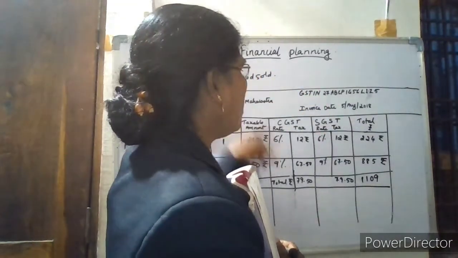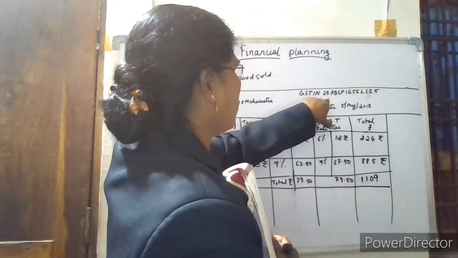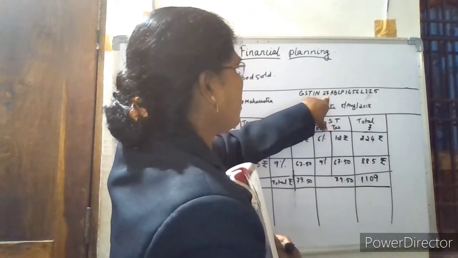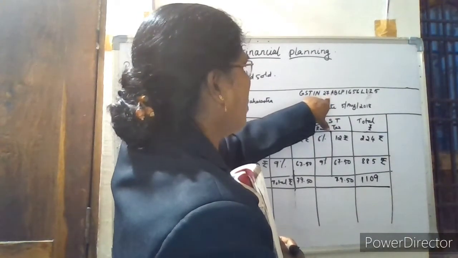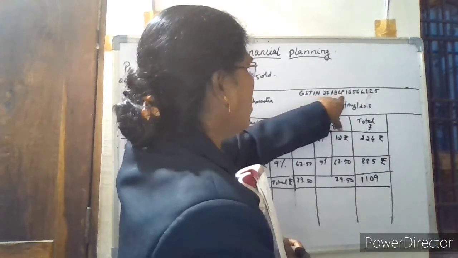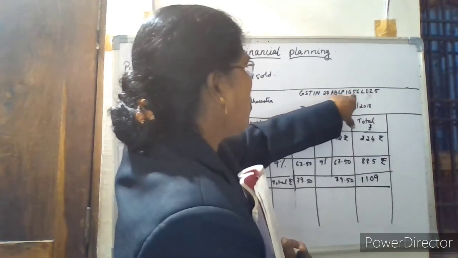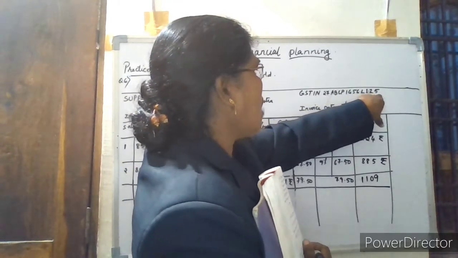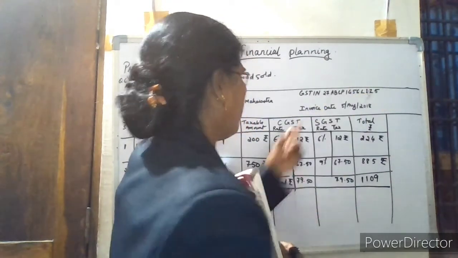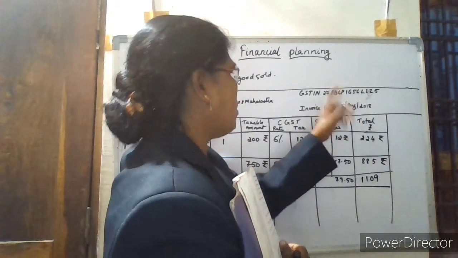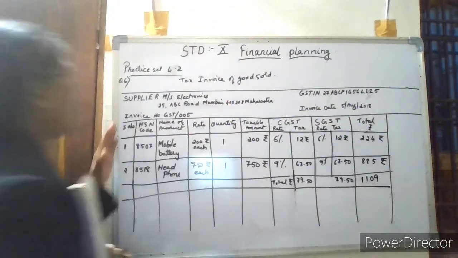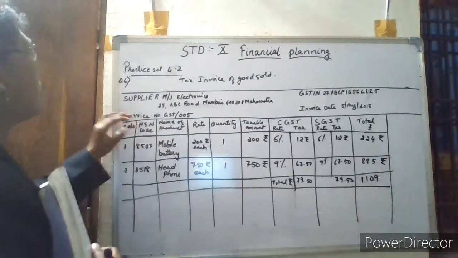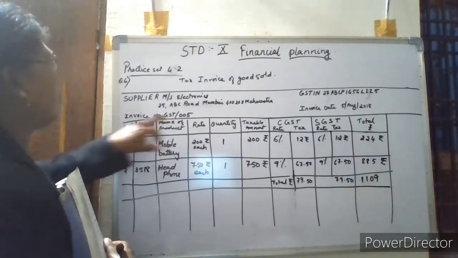It's of Maharashtra state, so we have to give the state code number as 27. Then write 4 alphabets, then 4 numbers, then 1 alphabet, 1 number, and then again an alphabet and a number. So the invoice date is given; you can give it as a date. Now the invoice GST, this I have explained already.